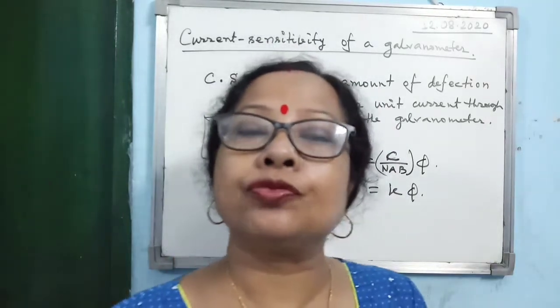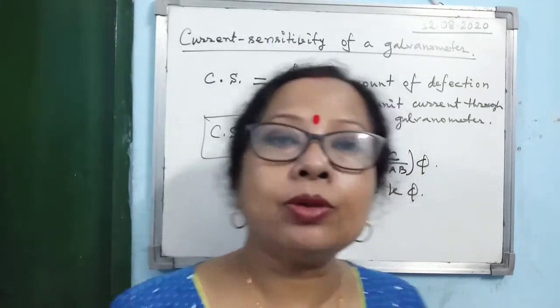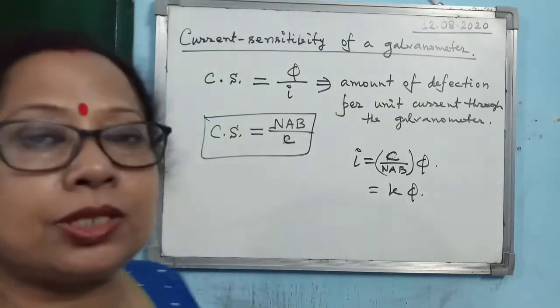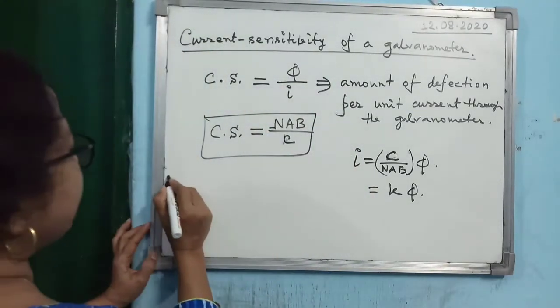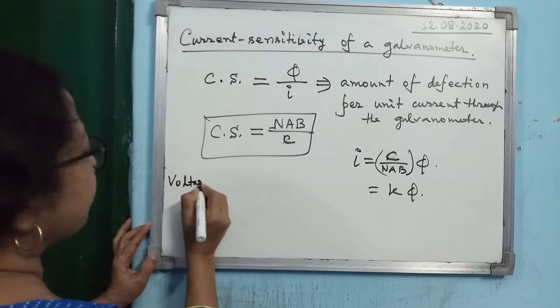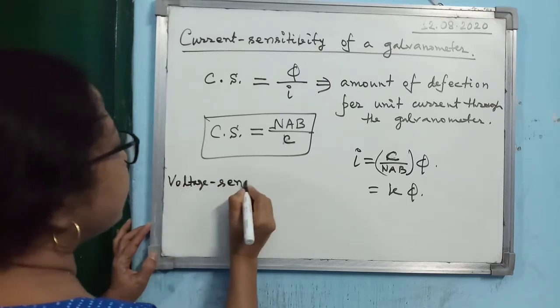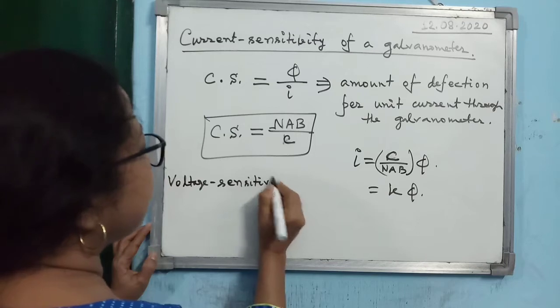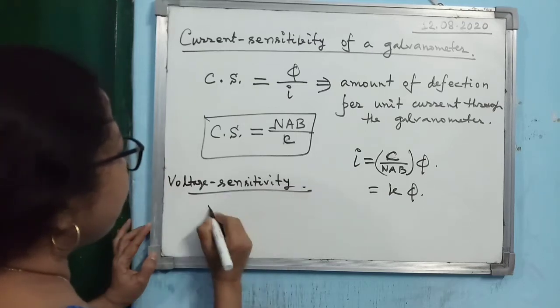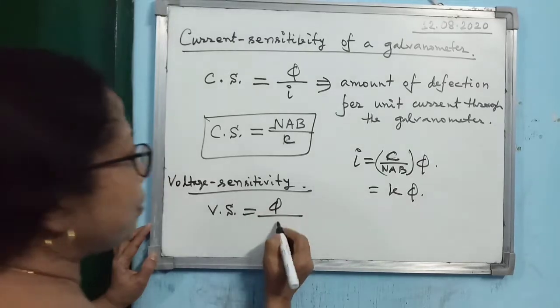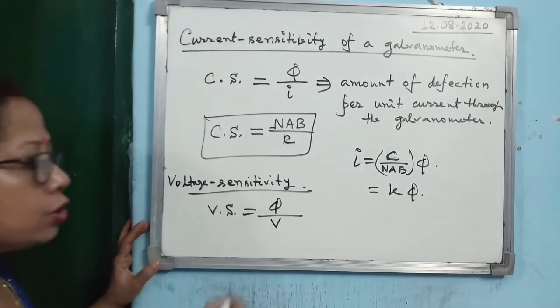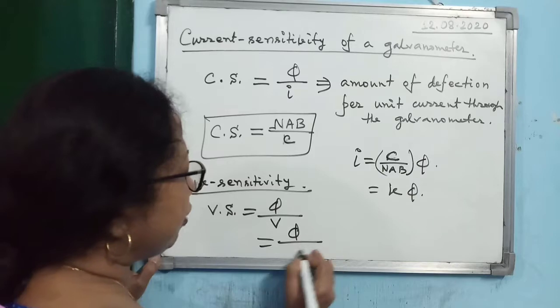So if you use phosphor bronze fiber, then what will happen? Current sensitivity will increase. Alright. Then next one is voltage sensitivity. Now you see voltage sensitivity, exactly in the same manner, we define it as the deflection per unit voltage.